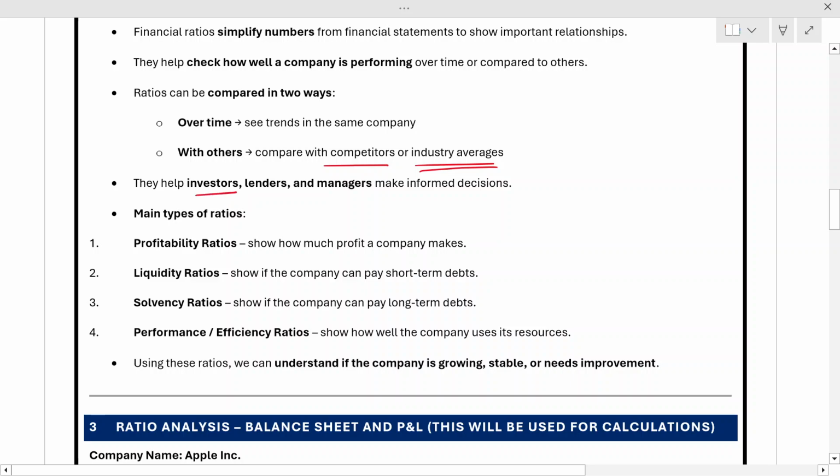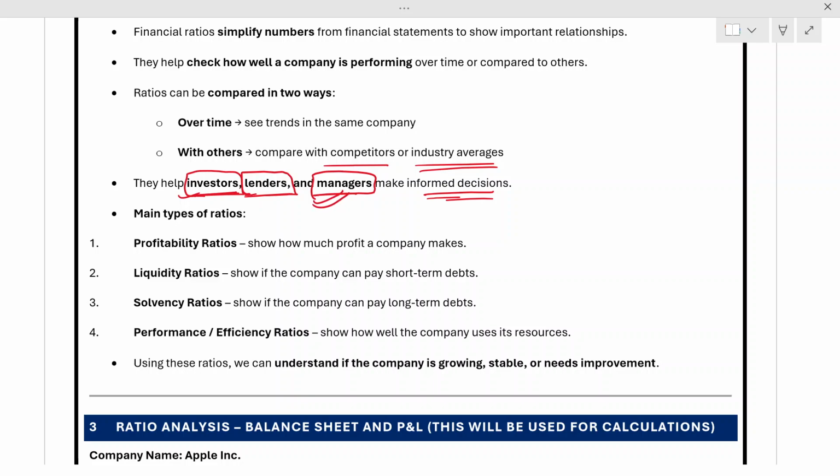Similarly, these help investors, lenders and management to make decisions, because investors plan whether they should invest in a good company, so they need to check it. Lenders need to see whether they will get their money back, whether they will be able to receive the interest back, so they will be checking it. And managers also need to see how the business is performing.